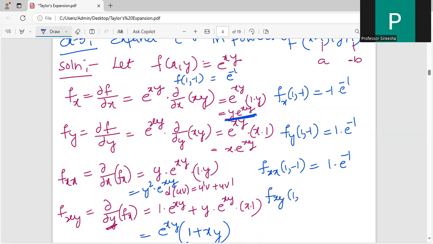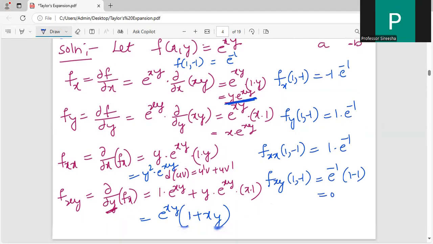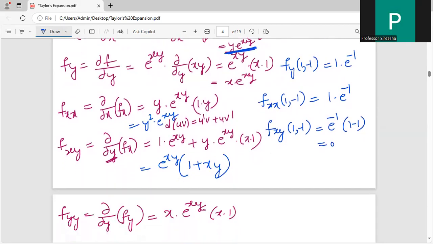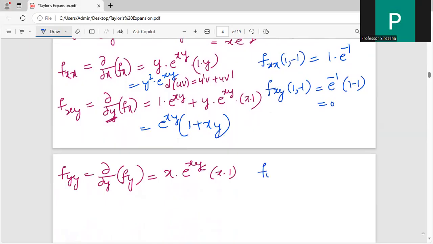fxy at (1, -1) would be what? e^(-1) into (1 minus 1). So this would give me a 0, right? That is fine. But if every alternative term is going to 0, then you need to go with the third order derivative. fyy at (1, -1) would be what, guys? This is nothing but x squared into e^(xy), right? So this would give me x squared is 1, e^(-1).